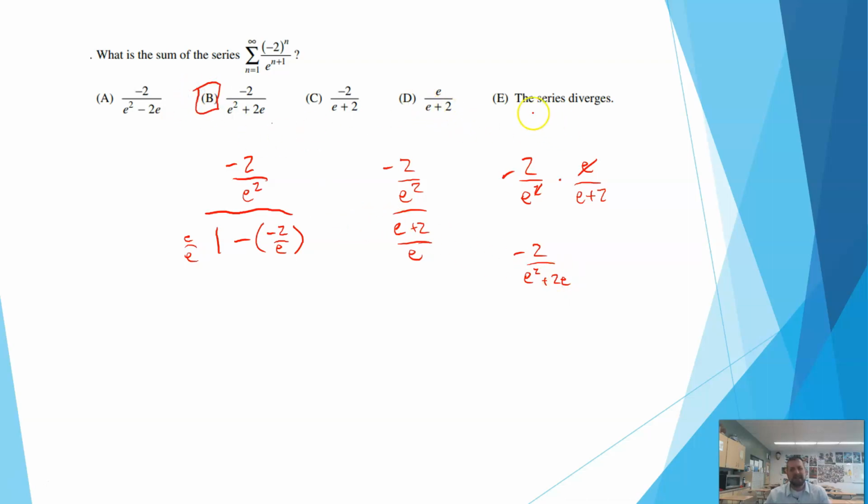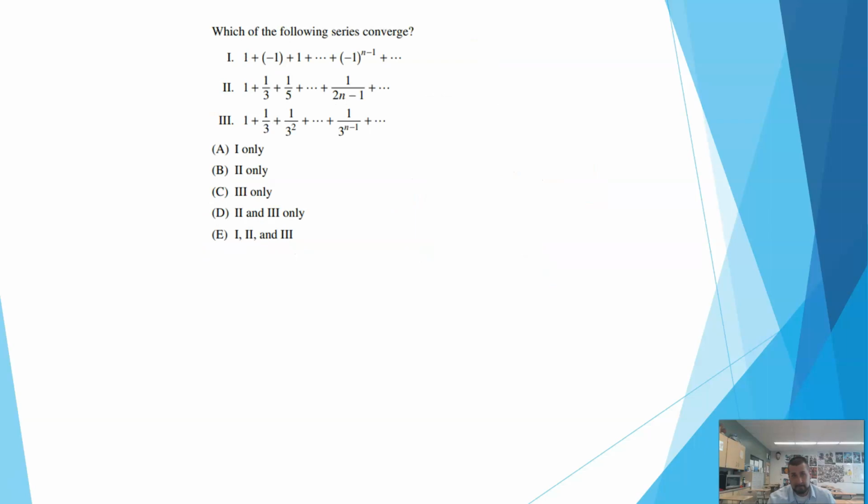Now, one thing, this does say the series diverges. You do have to check to see if the common ratio without the negative is less than 1. e is bigger than negative 2, so I know that that series converges. Okay? The next one, which of the following series converge?